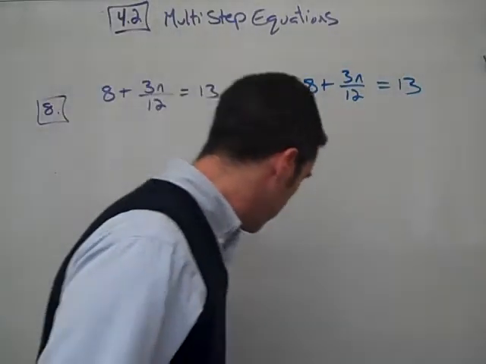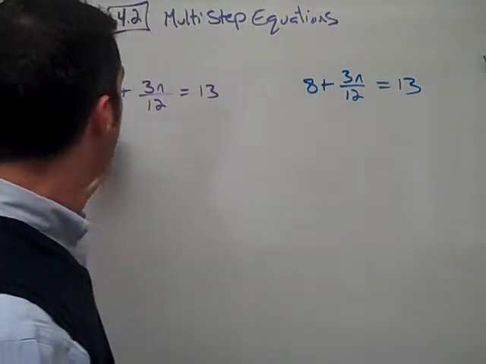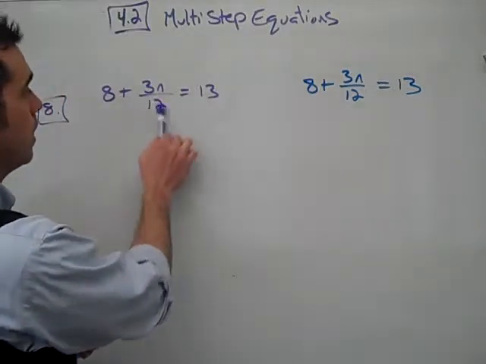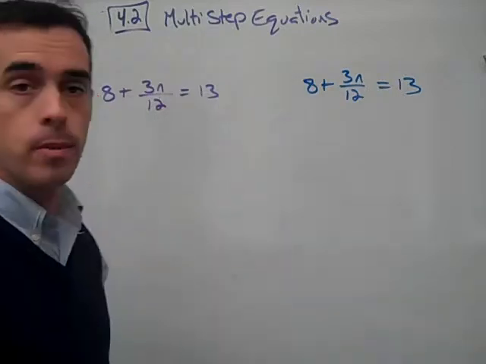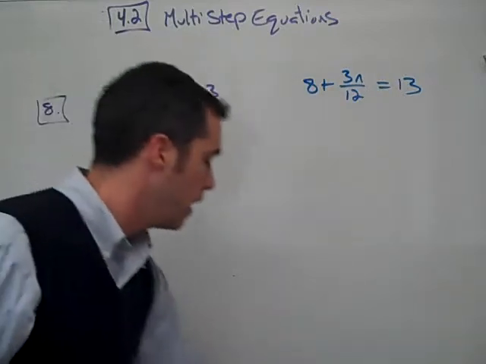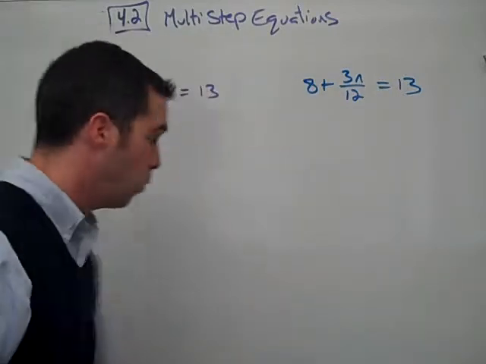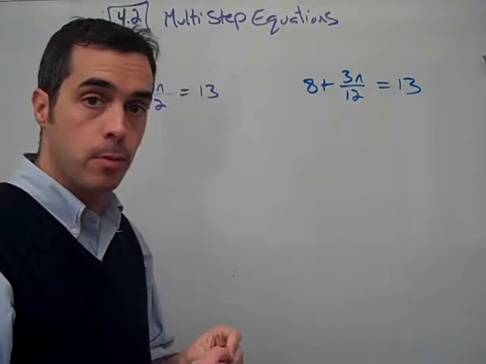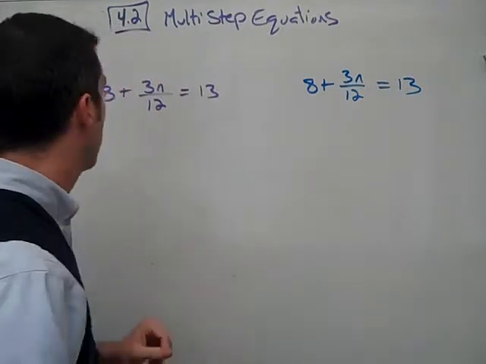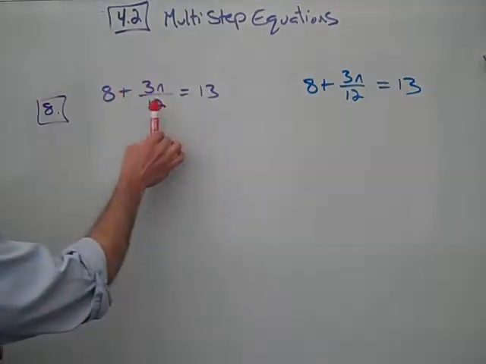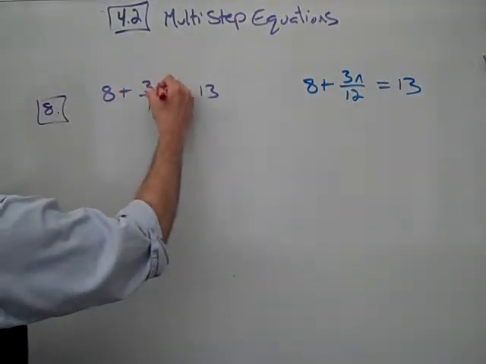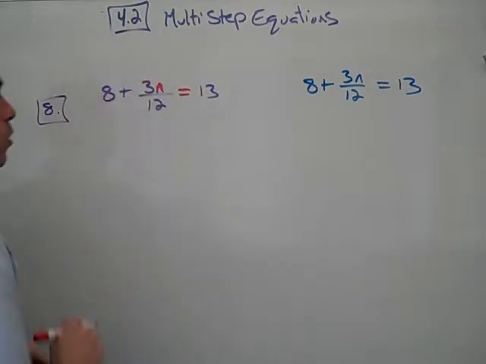Okay, I'm going to explain this problem, 8 plus 3n over 12 equals 13, from our 4.2 multi-step equations homework, and I'm going to try to explain it in two different ways to help you understand the process of solving multi-step equations. So to begin this problem, we notice that the variable n is here. It's on the left side of the equal sign.